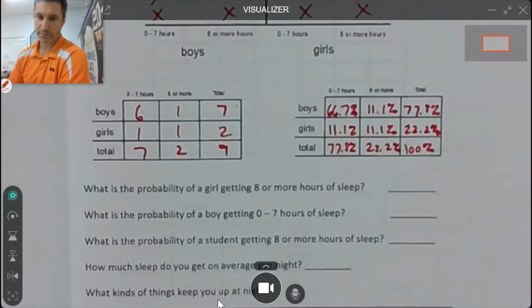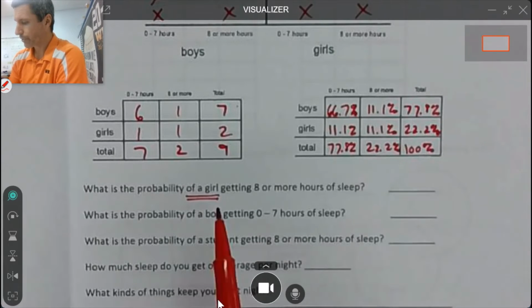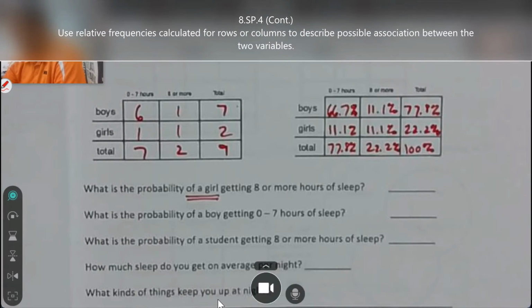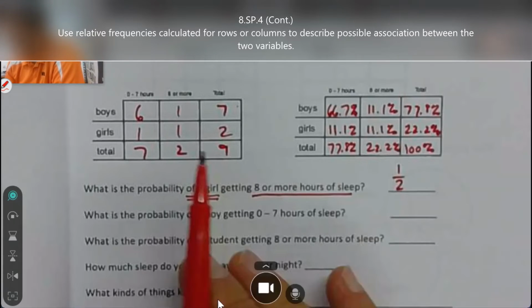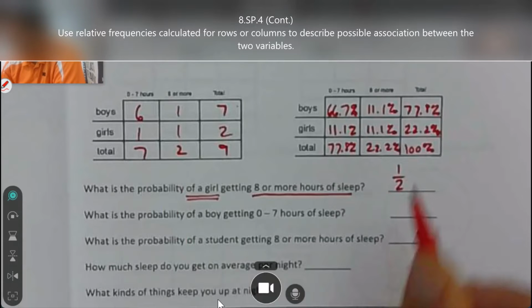We're going to start with, everybody underline this phrase right here, the probability of a girl. That is your population. How many girls were sampled or surveyed? Only 2. Out of 2, how many are getting 8 or more hours of sleep? Well, that would be 1. You can see it right here in the data. Out of girls, 2, 1. That's easy math. That's 50%.